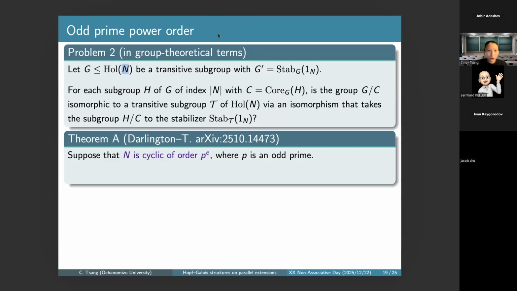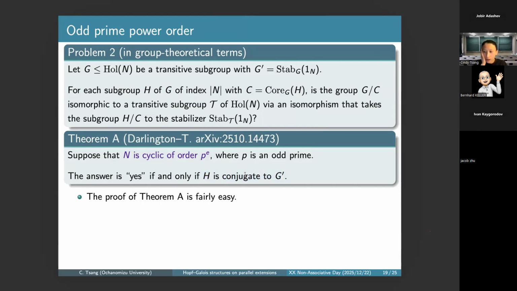So I'll just briefly explain our main result. And same as many cases when we work with primes or prime powers, the prime 2 is always different. And same with our result. In the odd prime power case and the even prime power case, the statements of the theorems are completely different. But the odd prime power case is actually very easy. In that case, the answer to this question, whether the group G mod C is isomorphic to a transitive subgroup of Hol(n) via an isomorphism that takes H mod C to the stabilizer, is yes if and only if H is conjugate to G prime. If H is conjugate to G prime, then the answer is obviously yes. And what we showed is that this is the only case you can get yes. Otherwise, if it's not conjugate, then the answer is no.